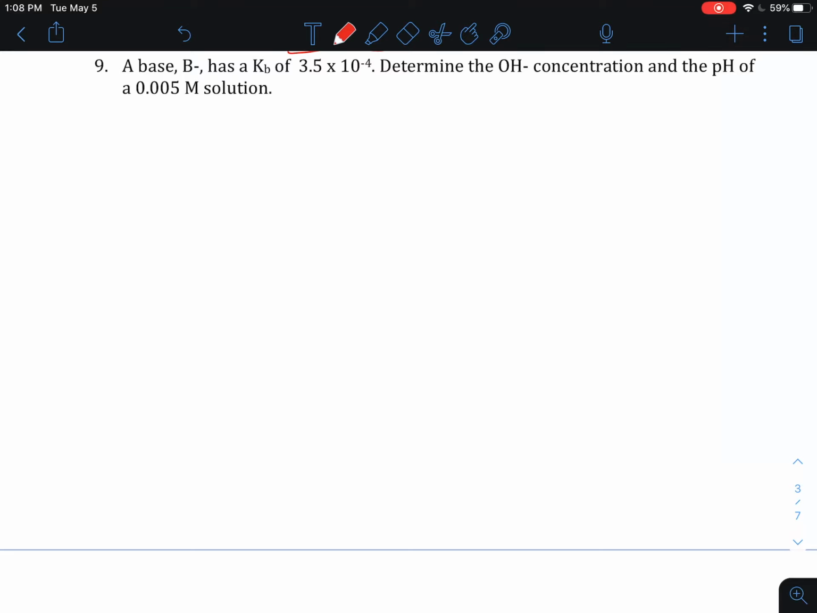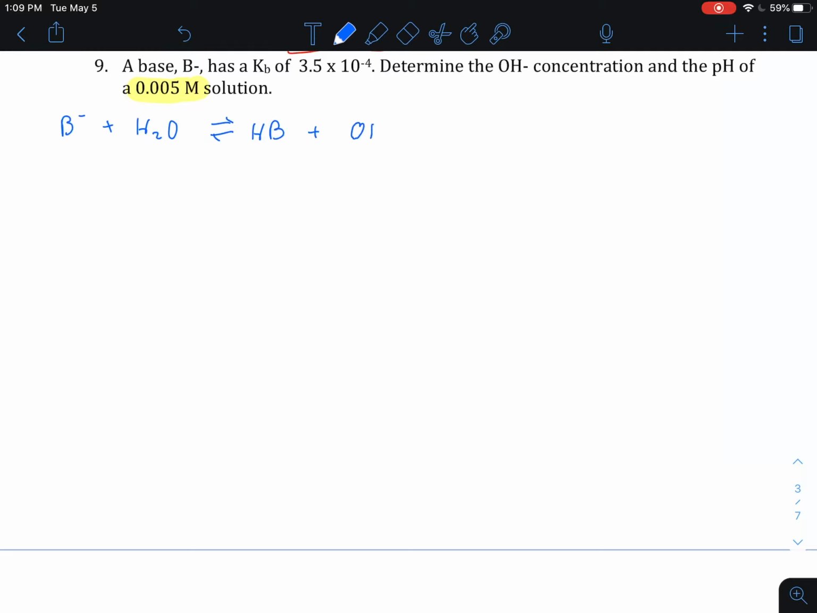All right, let's see, number 9. We've got a base with a given Kb value and an initial concentration of the base, and we want to figure out the pH of the solution. Again, this looks like one where I probably can't do the approximation because of the low initial molarity of my base. Okay, so let's see what we have here.